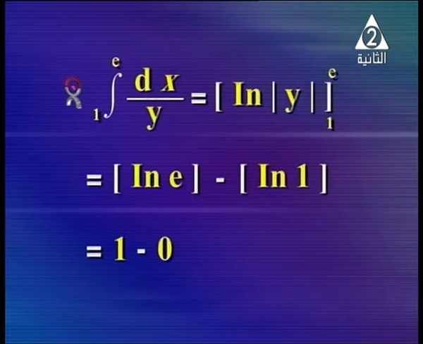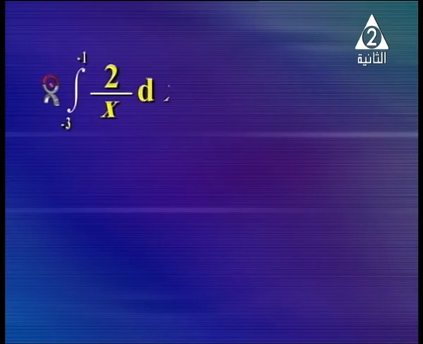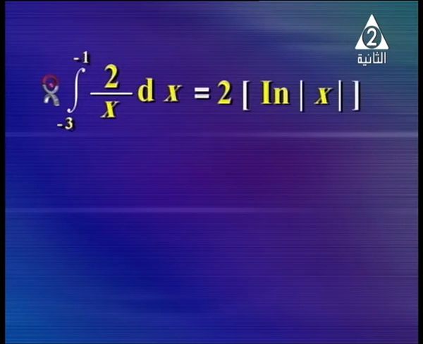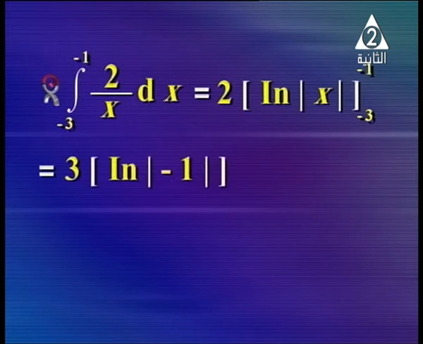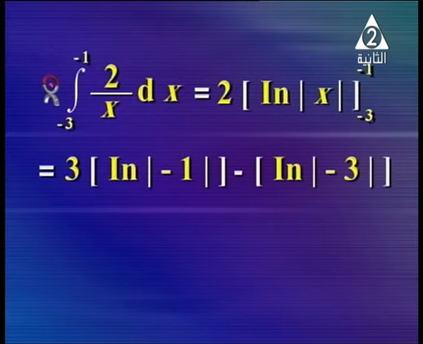What is ln e? It is 1. What is ln 1? It is 0. 1 minus 0 equals 1. Integration of 2 over x dx from negative 3 to negative 1 is 2 multiplied by ln x. Why? Because 2 is a constant. 2 multiplied by the integration of 1 over x equals 2 multiplied by ln x from negative 3 to negative 1, equals 2 multiplied by ln of negative 1 minus ln of negative 3, which equals negative 2 ln 3.